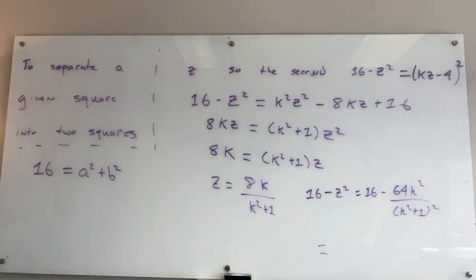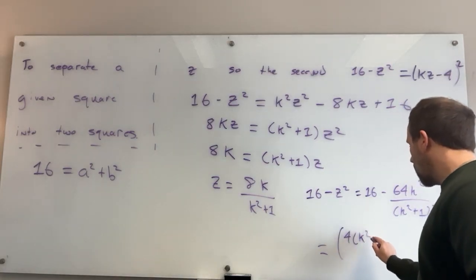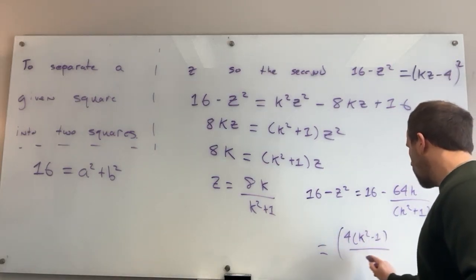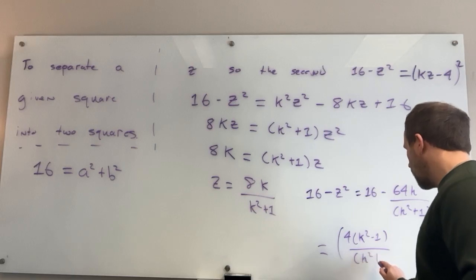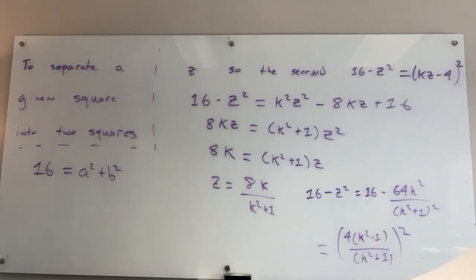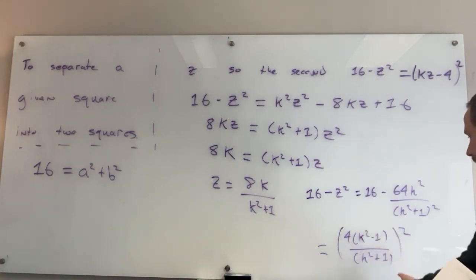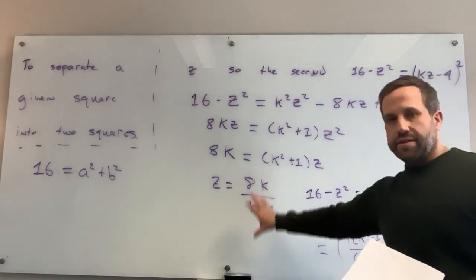Obviously, I could just do the algebra on the board, but that takes too long. So it's going to be 4k squared minus 1 over k squared plus 1, and all of this squared. Okay, so this is 16 minus z squared. This is like, in that language over there, this is like b squared. So this is b and this is z.